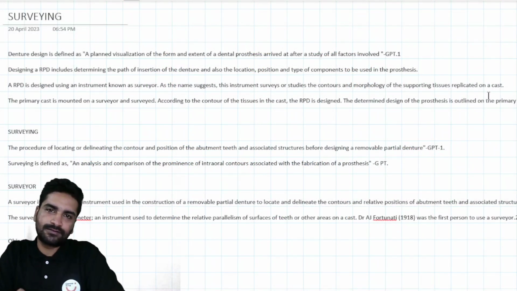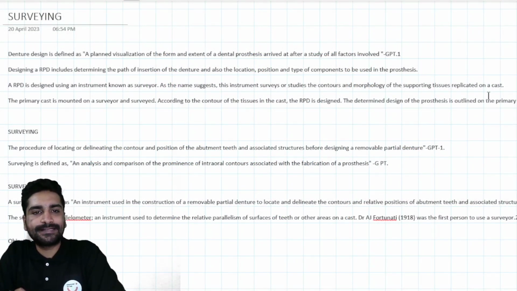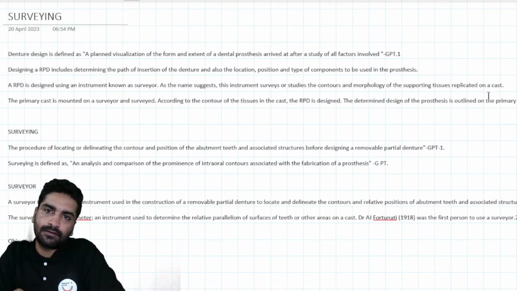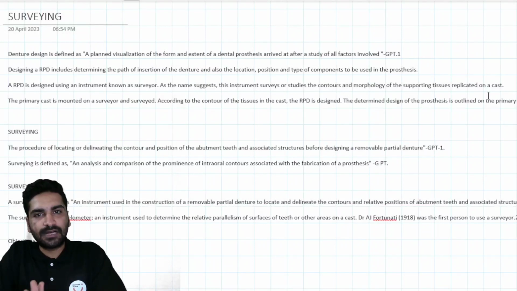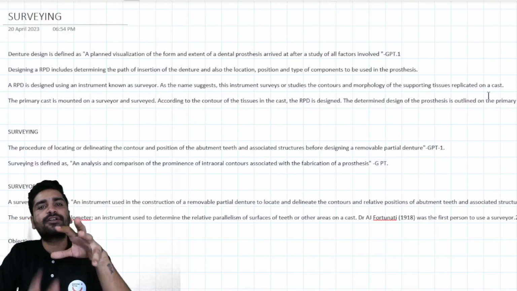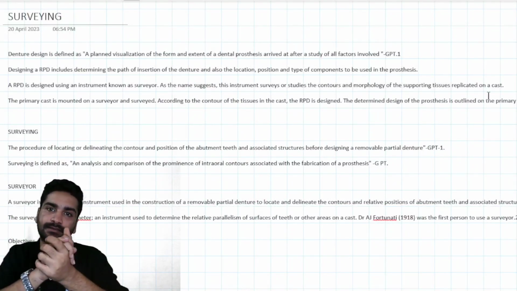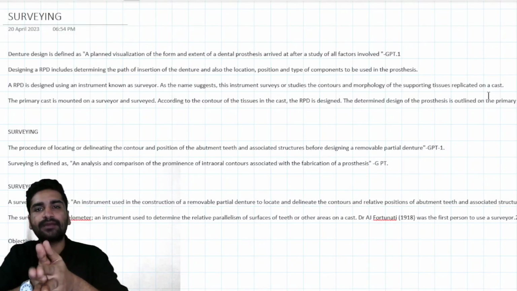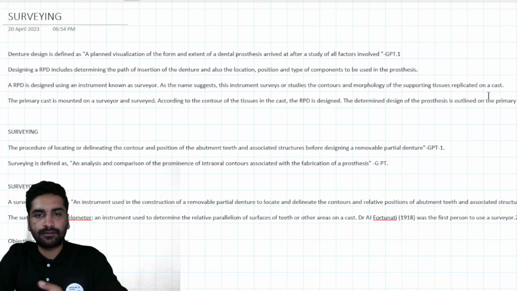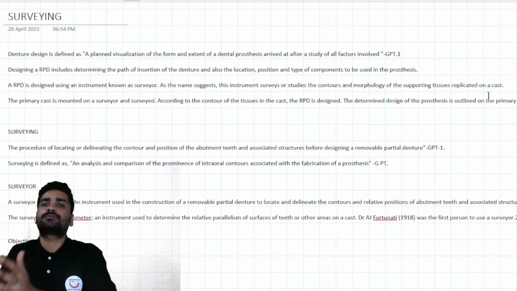Hello everyone. So now the next topic for our discussion is surveying. This is very important when it comes to removable partial denture and specifically when we talk about cast partial denture. The dentures which you are going to make in your undergraduate course will be more of acrylic partial dentures. But what we are studying right now is cast partial dentures.